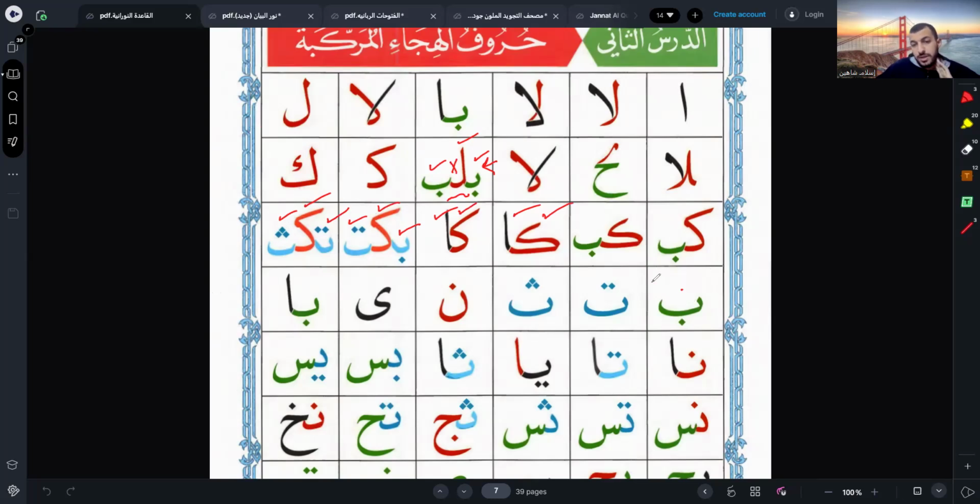We have also the ba letter, da, the noon, the separate shape of the noon, and the separate shape of the ya. So those 5 letters again coming after each other to tell you they are similar. When they come in the beginning or the middle, they are taking the same shape, but again, according to the dots I have, I get the letter.